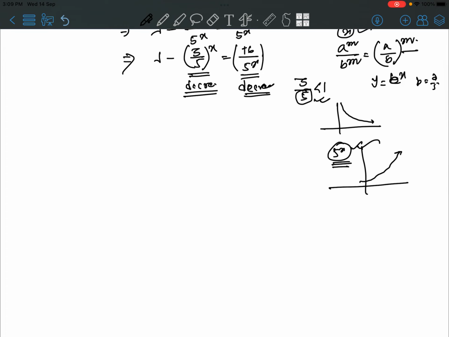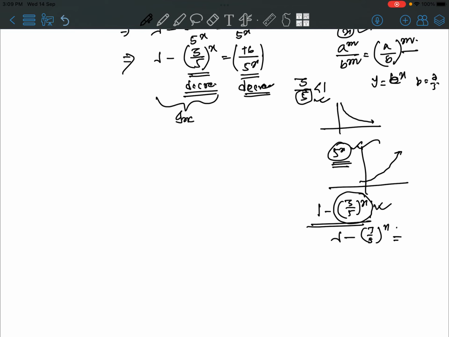Now for the left hand side, 1 minus 3 by 5 whole to the power x. As 3 by 5 whole to the power x is a decreasing function, 1 minus 3 by 5 whole to the power x is positive. Here we have an increasing function, because if 3 by 5 whole to the power x is decreasing, then 1 minus a decreasing function is increasing. So it is an increasing function on the left, and we have a decreasing function on the right hand side.